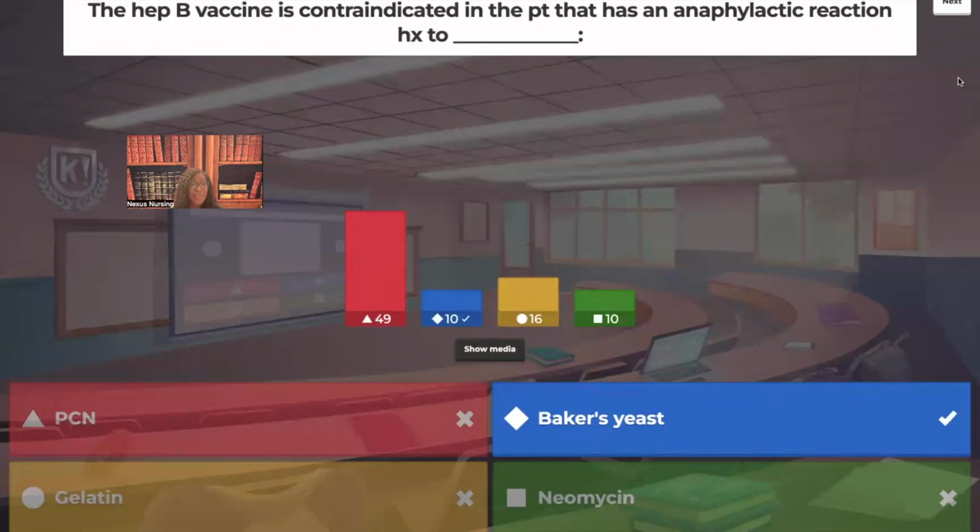Wow. Most of you guys with penicillin, nope. Baker's yeast. I hope the 49 of you that chose penicillin, you're not the NP students. You guys better know the stuff. I'm not playing. Let's keep going.